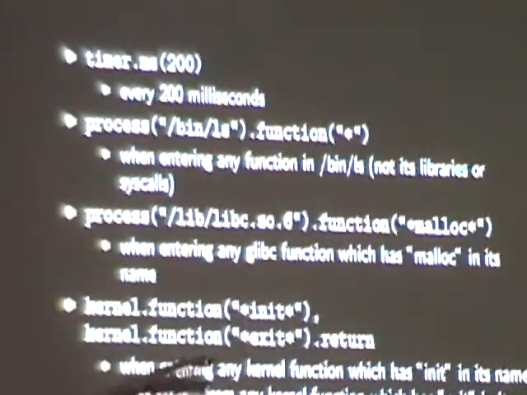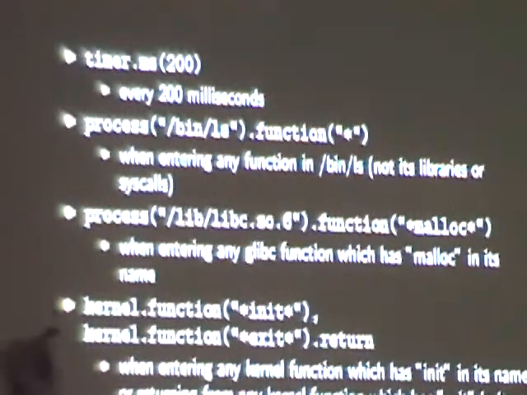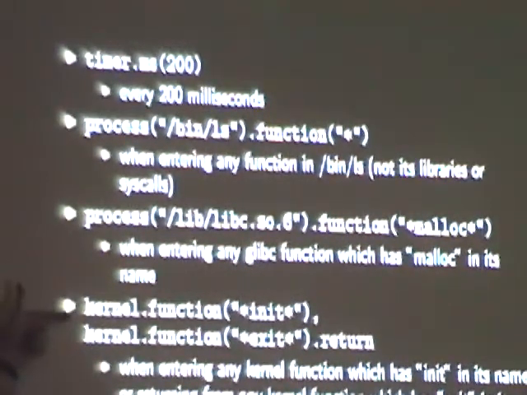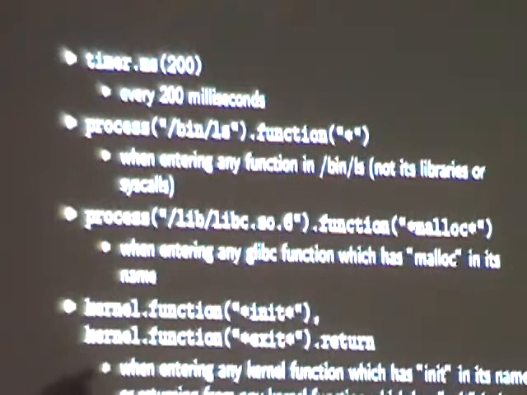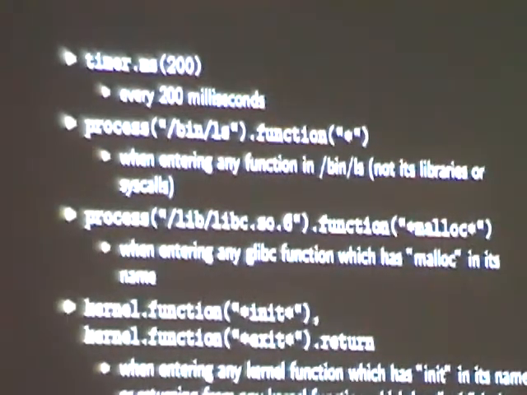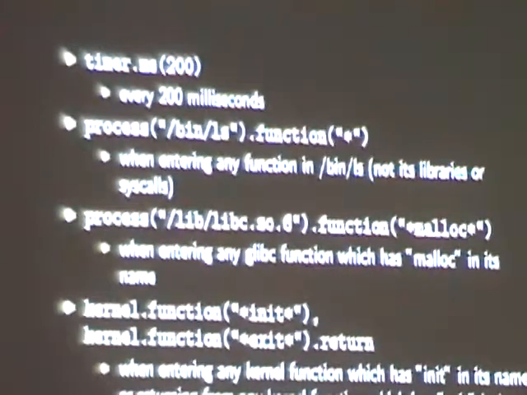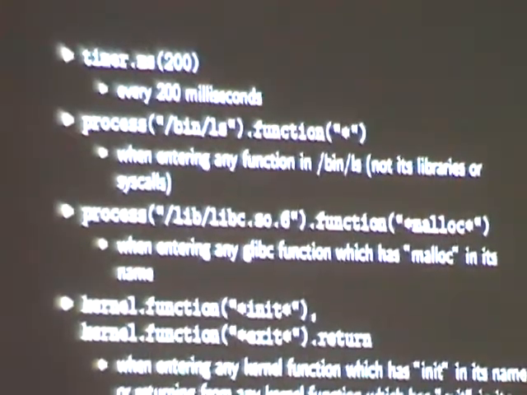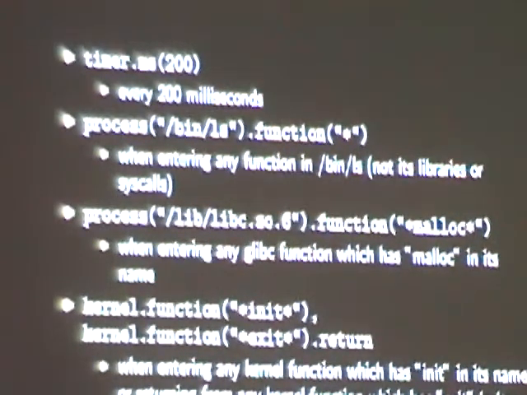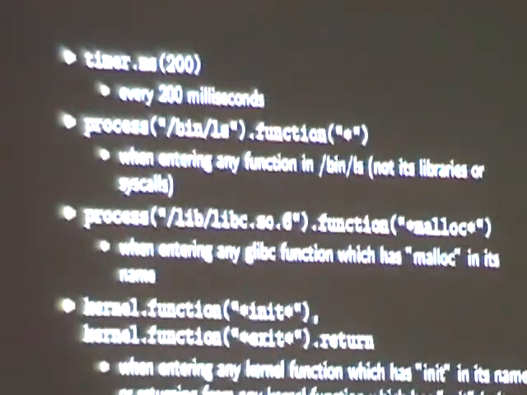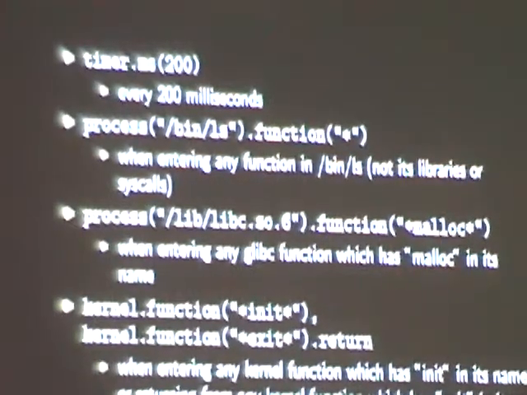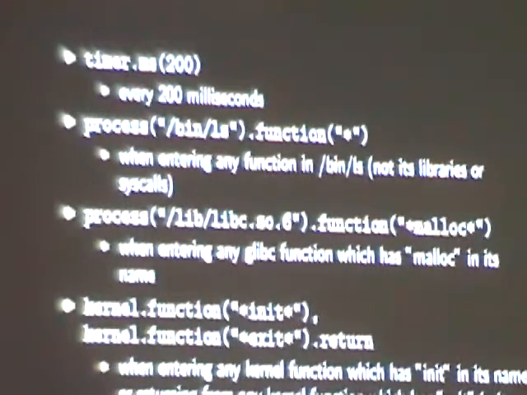Or you can combine things with the comma and say whenever we are entering any function in the kernel that has init in the name, or whenever we are returning from any function that has exit in the name, and that would be aggregated as a single probe point in the script. If you get into Systemtap, just read the friendly manual, and you will have much more details about all the probes that are available. But that should give you an idea of what you can tap into.